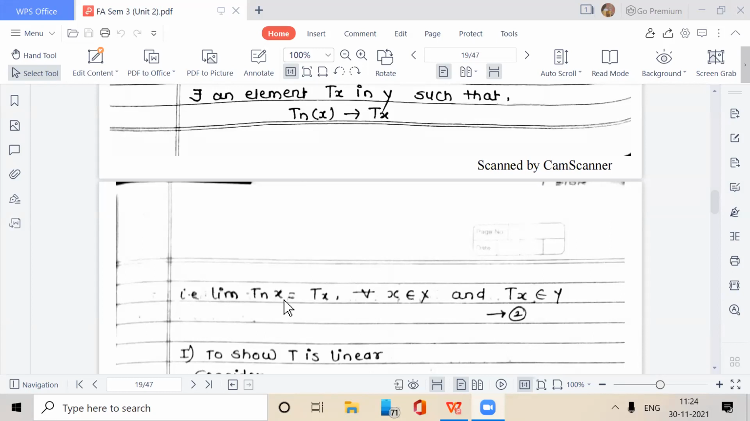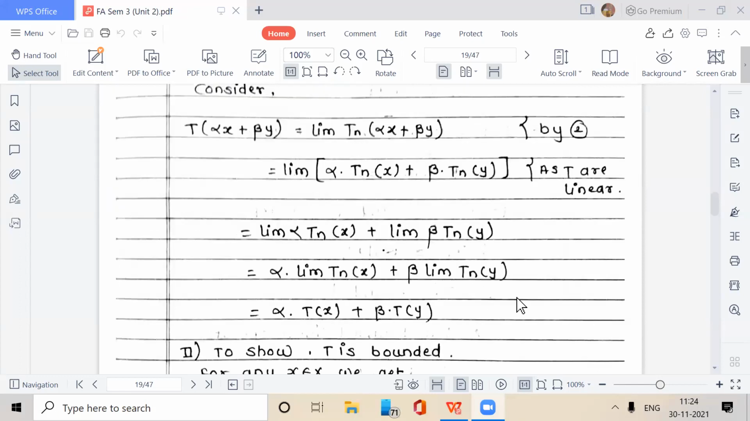Hence, limit n tends to infinity Tn of x is equal to Tx, for all x belonging to capital X, and Tx belongs to capital Y. Now we have to show that T is linear. If we show T is linear and bounded, then T belongs to B of X, Y, and it proves that the Cauchy sequence Tn is convergent and the limit lies in B of X, Y. Hence, B of X, Y will be a Banach space. It will be complete. Now we prove that T is linear.